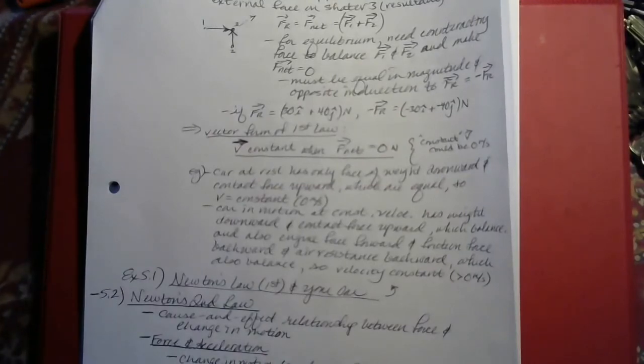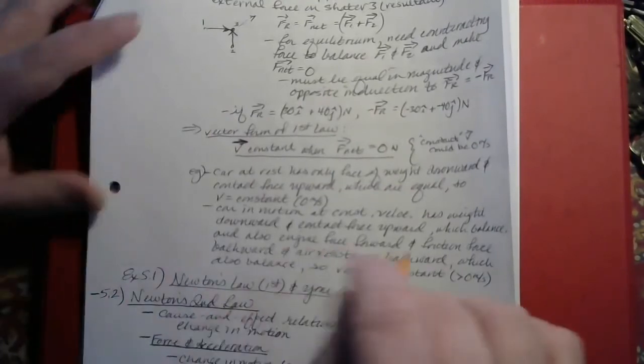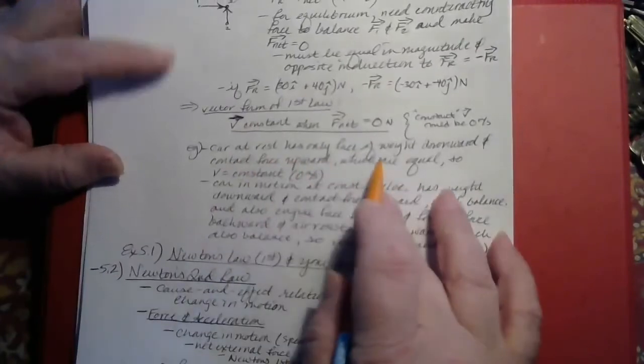For example, a car sitting at rest has only the force of the weight downward and the contact force of the pavement upward, which balance out, and they're equal. So the car doesn't accelerate. It's sitting there at rest at 0 meters per second. That's a constant velocity.